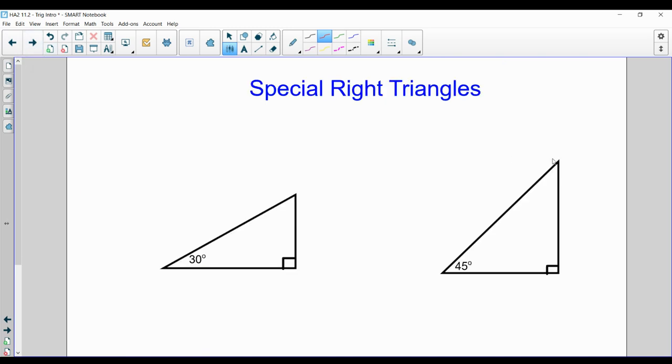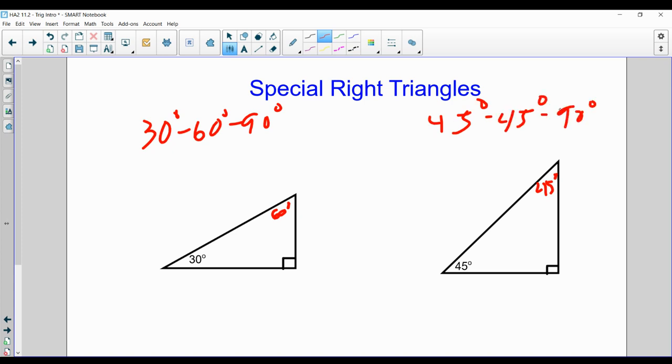All right, so before we get into a lot of the stuff with sine, cosine, and tangent, let's talk about a couple of special right triangles. So you have a right triangle with a 30-degree angle, which is going to make this a 60-degree angle up here. And if this is 45 and this is 90, this will be 45 up here as well. So this is a 30, 60, 90 triangle. And this is a 45, 45, 90-degree triangle.